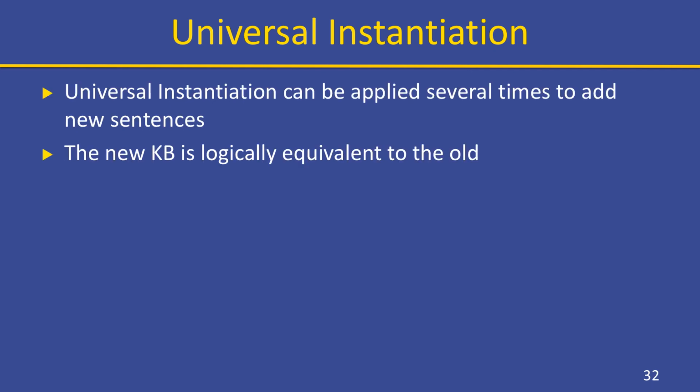So universal instantiation can be applied several times to add new sentences to our knowledge base, and the new knowledge base is logically equivalent to the old one. And we have another inference rule called existential instantiation.